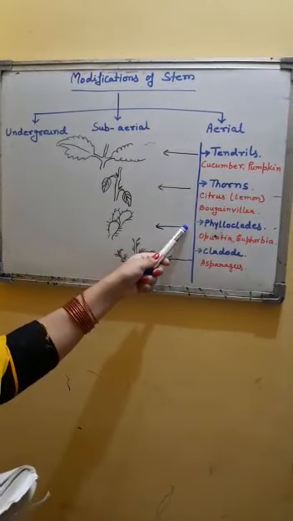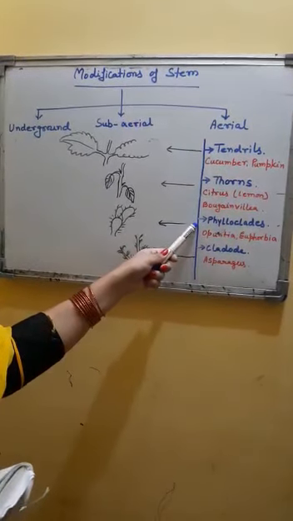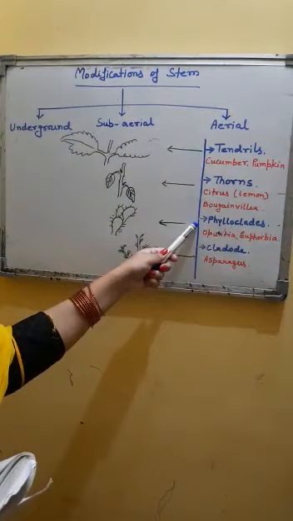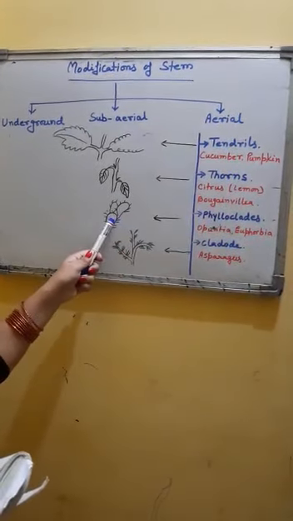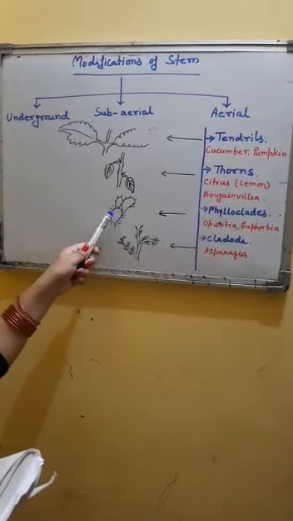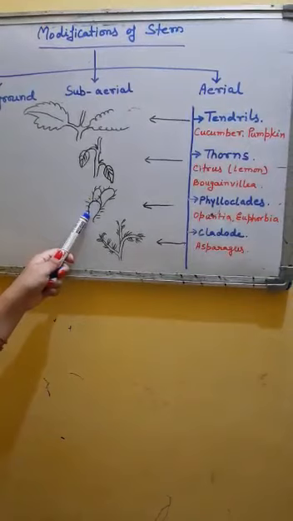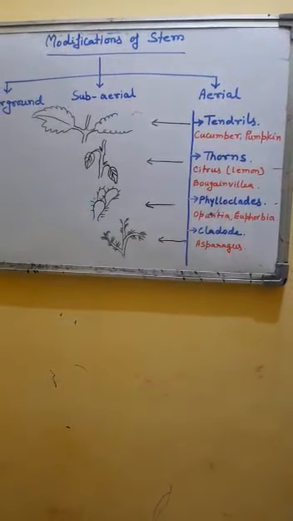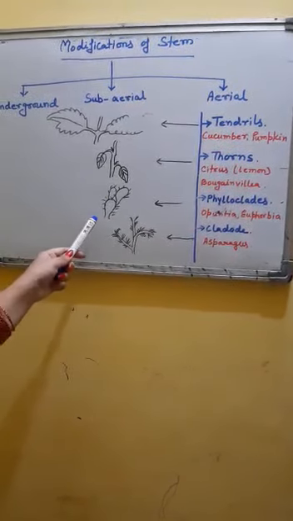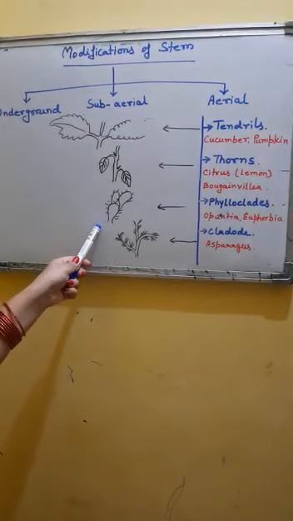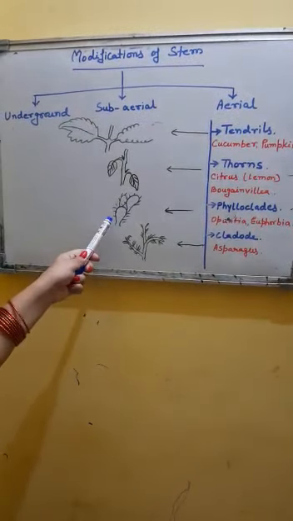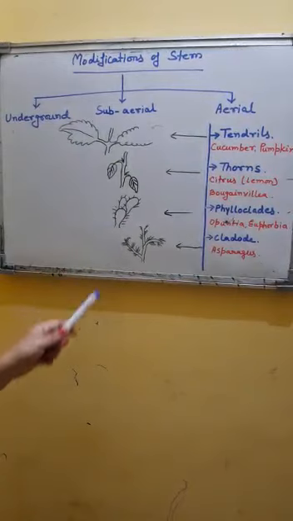The next example is called phylloclades. Sometimes the stem carries out the function of photosynthesis. It becomes green and fleshy. This modification is generally found in xerophytes. The stem becomes fleshy, green and flattened or cylindrical. Examples are Opuntia, Euphorbia, etc.